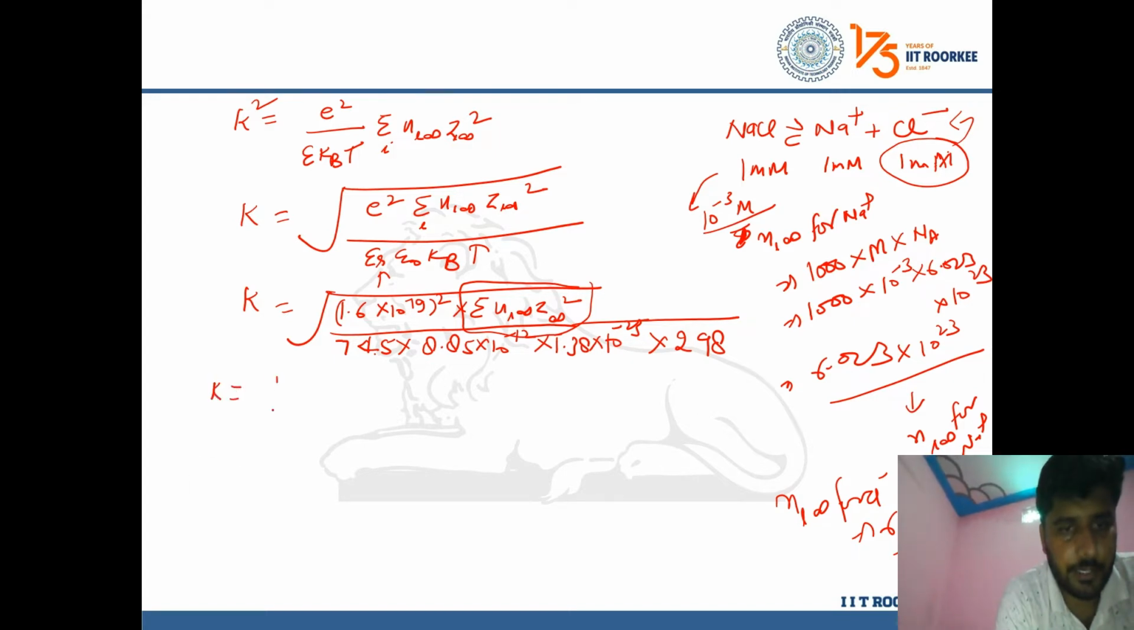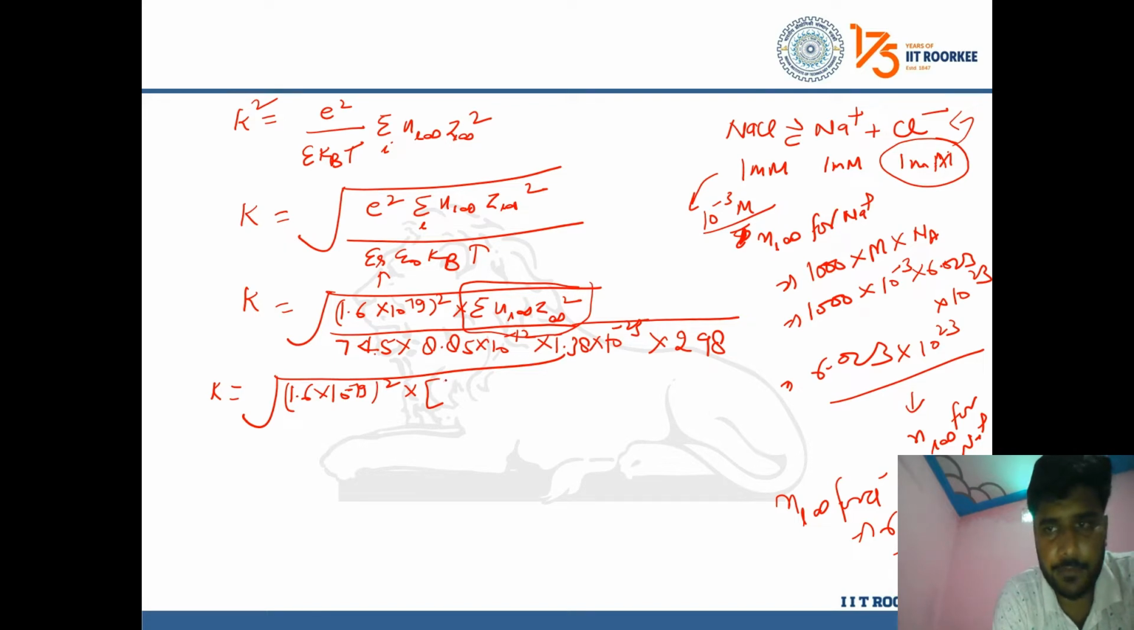So let me write here. n sodium plus you have to write first, that is 6.023 10 raised to 23. And what is the charge for sodium? That is 1 squared, plus. Similarly for chloride ions.